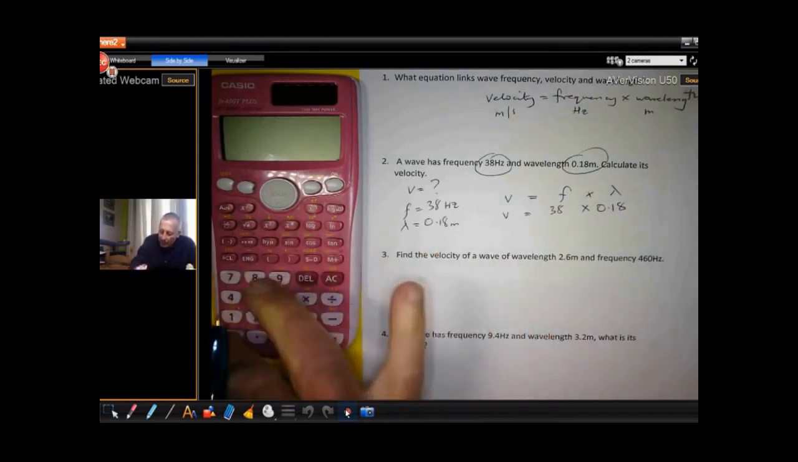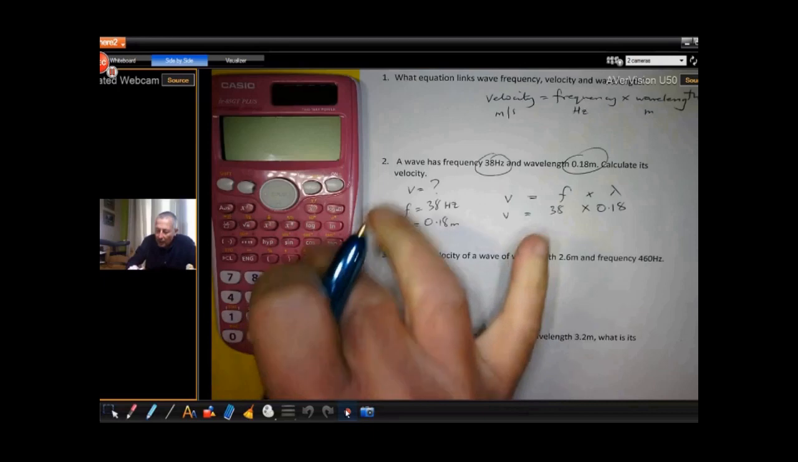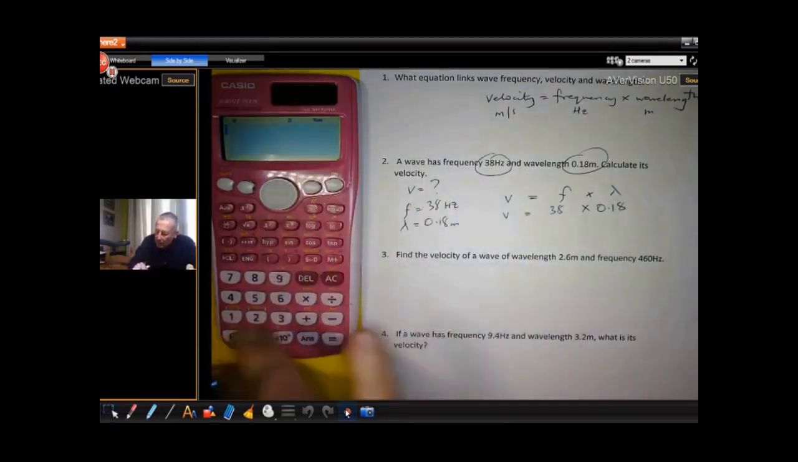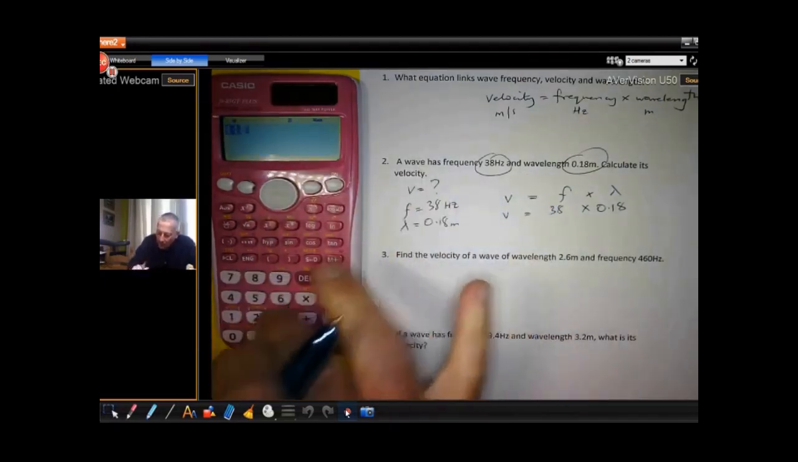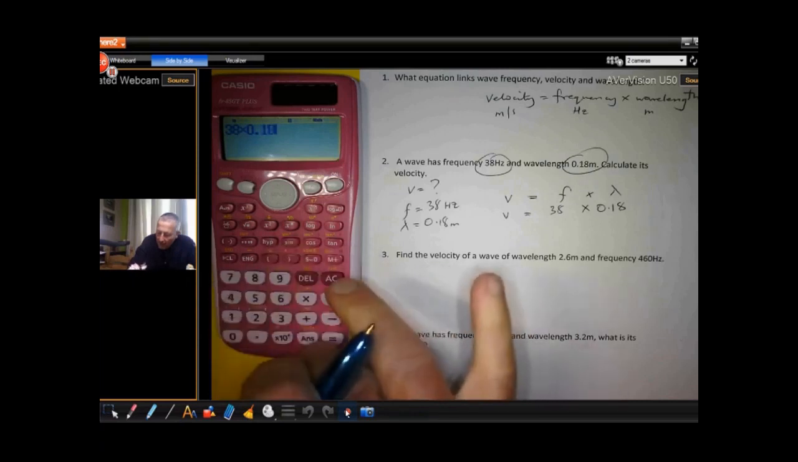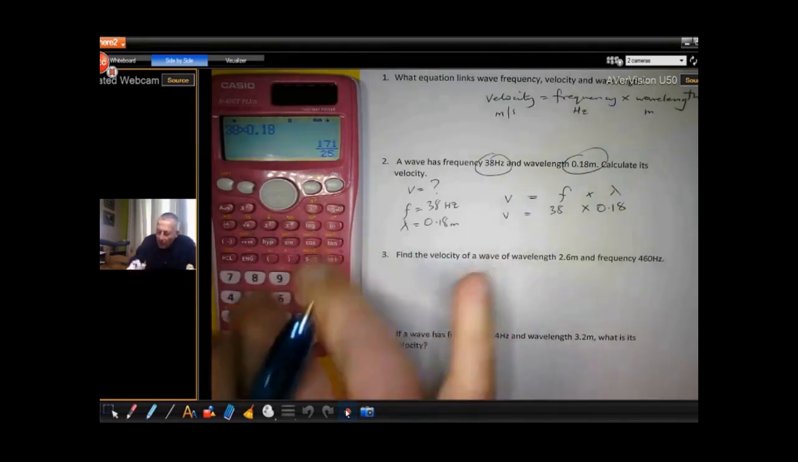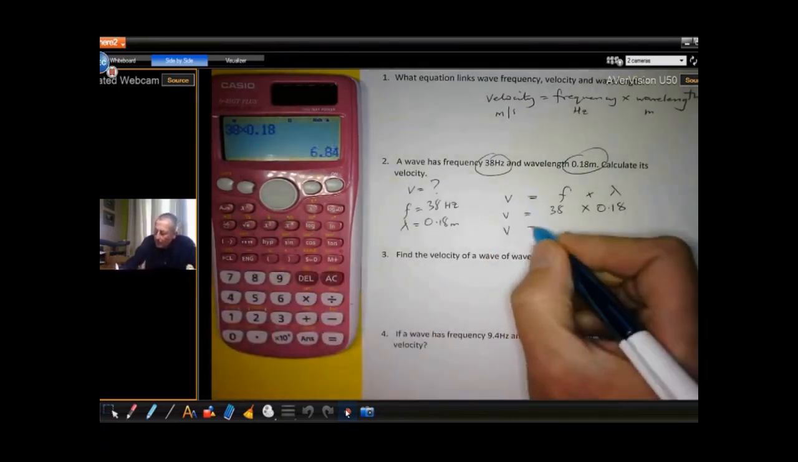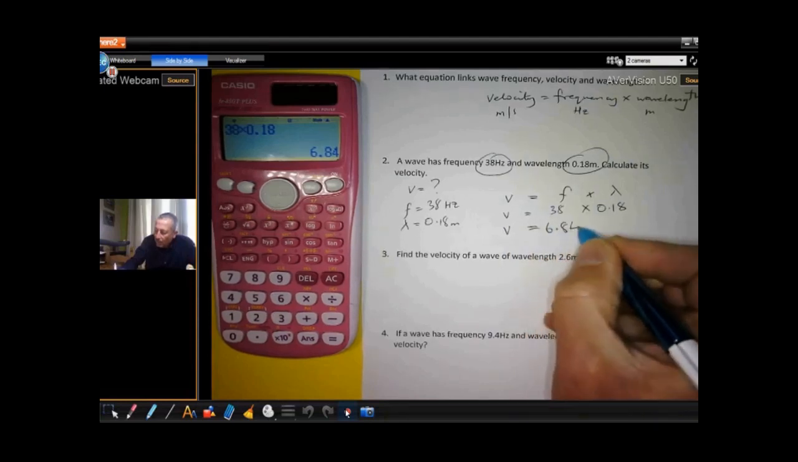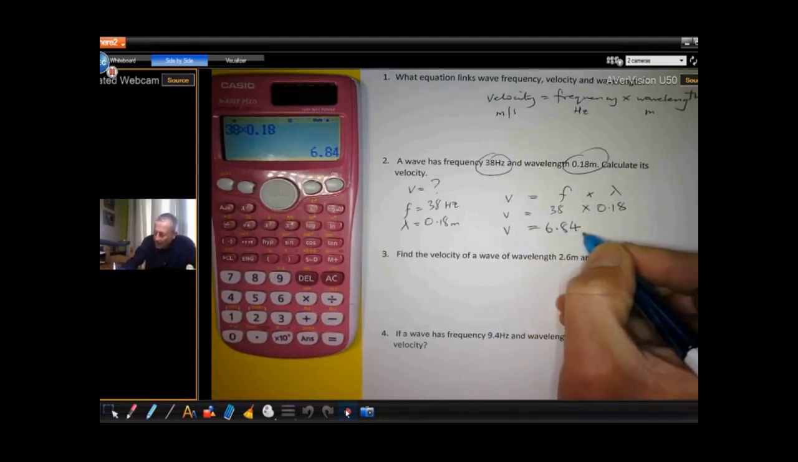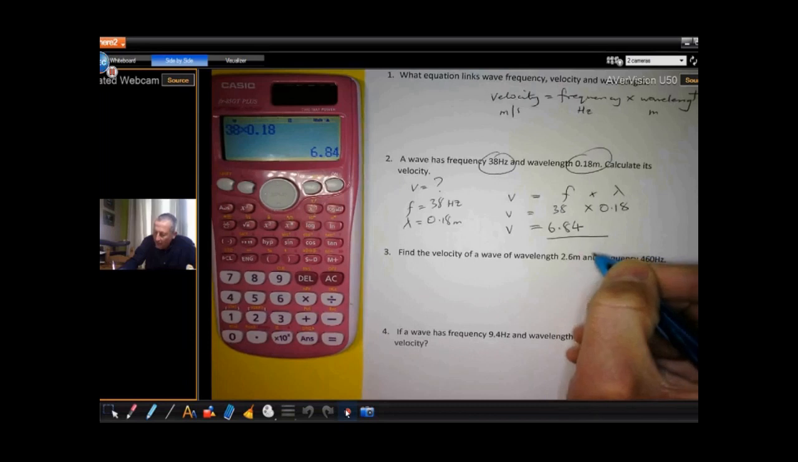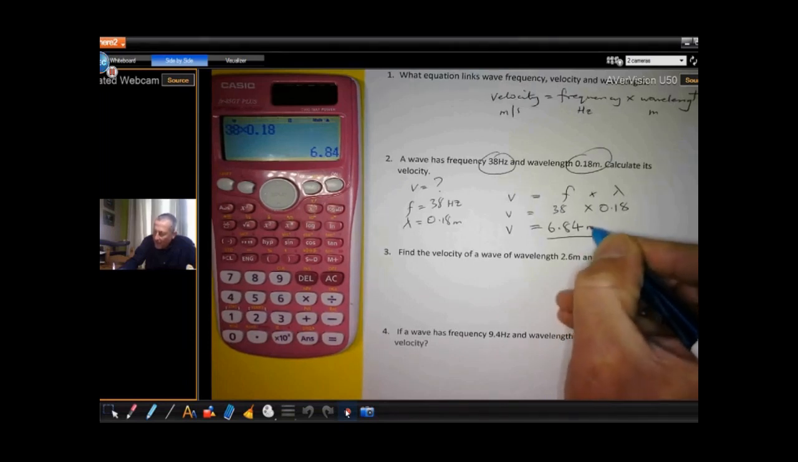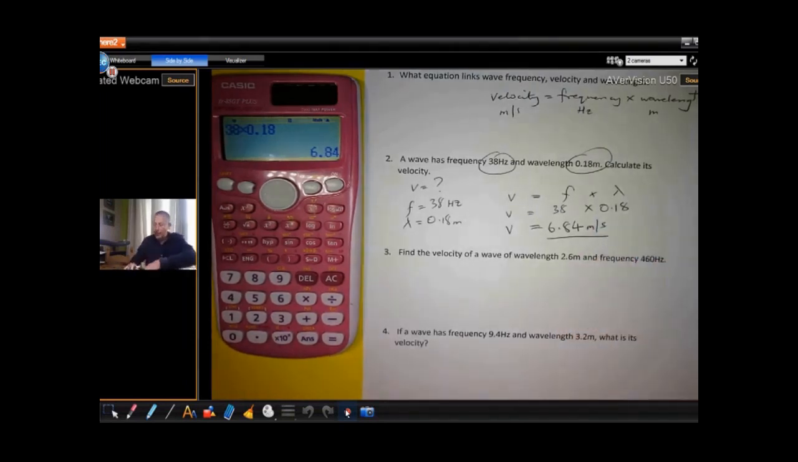38 times 0.18. It would help if the calculator was on. 38 times 0.18 is 6.84. Three significant figures, I'll leave it at that. Underline it to point the examiner's eyes in the right place, and the units meters per second.